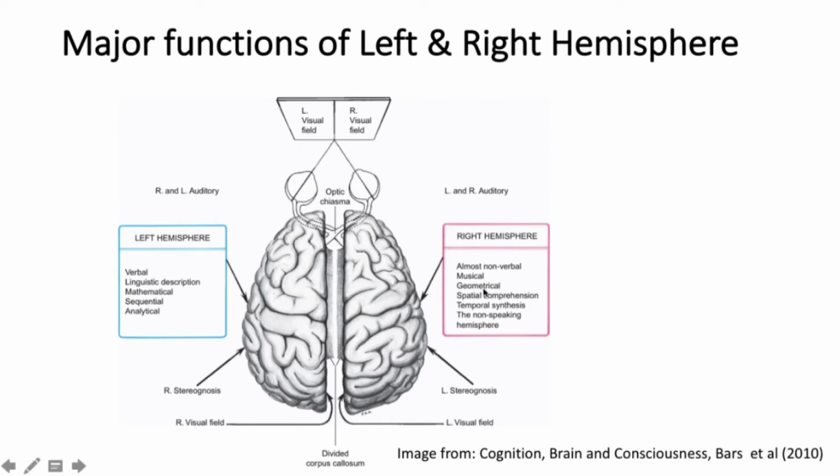Now in the right hemisphere there are non-verbal things: musical, geometrical, spatial comprehension, temporal synthesis, the non-speaking hemisphere. These are the right hemisphere parts, and behind that you have the left side depth perception. The depth perception of the left side comes in the back side of it. Now one thing is very important here: in today's definition you cannot always very distinctly say that left does this and right does this, because there is a lot of coordination between both of them. Important here is the presence of the corpus callosum in the middle. In fact, the left and the right are very intermittently mixed.